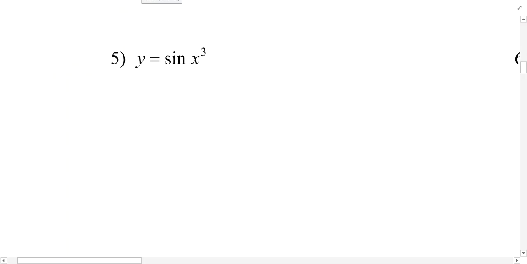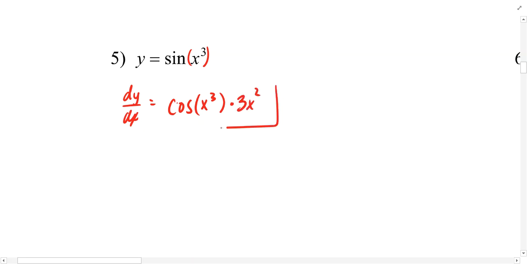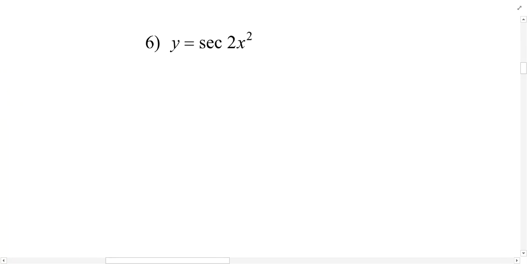For number 5, we've got y equals sine of x cubed. Remember the implied grouping symbol that should be here around the trig function. So again, we have a function inside of another function. I'm going to treat this like the chain rule. And the derivative of the outer function, and we keep the inside function as it is for the time being. Then we immediately multiply by the derivative of the inside function, and now we've executed the chain rule.